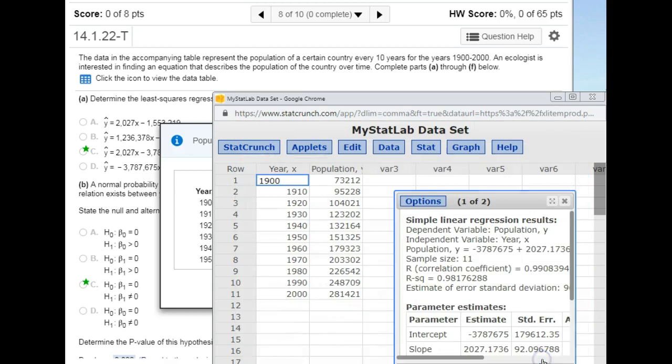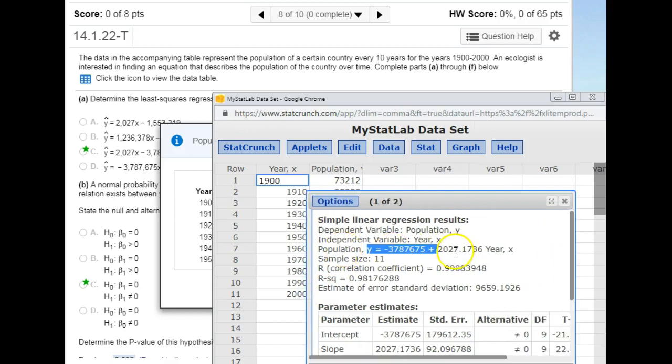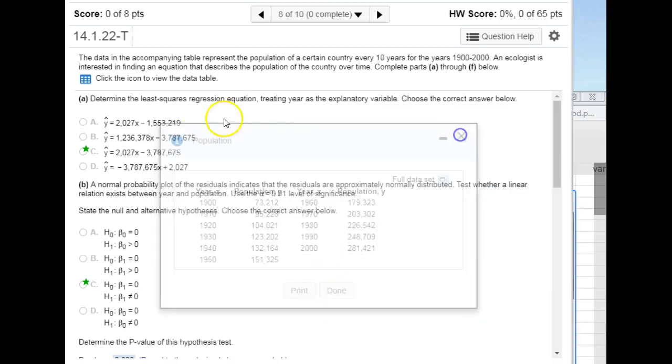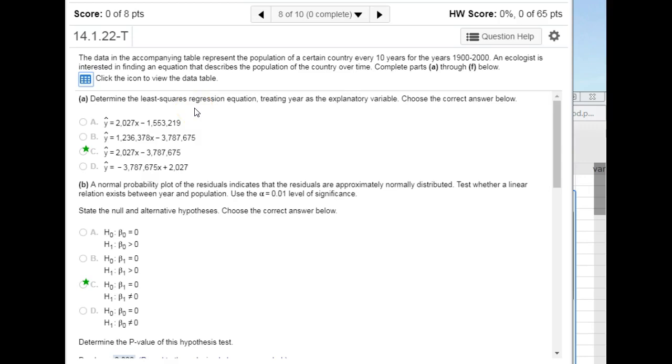So let's compute that, and you get the regression equation right up here at the top. And that's what we want for part A, the least squares regression equation, with our year as our explanatory variable x. And so now we're going to test whether a linear relationship exists using a hypothesis test on the slope.